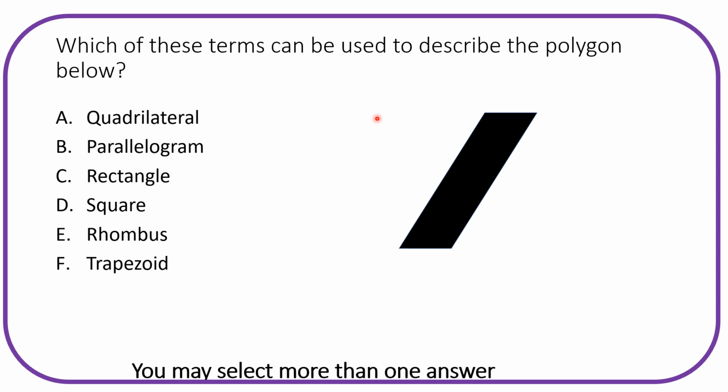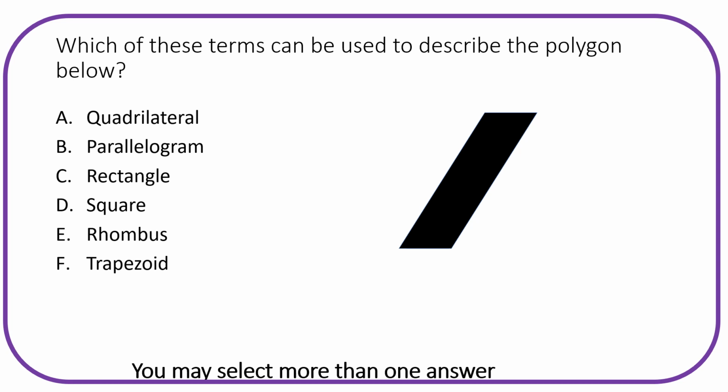Quadrilateral means 4-sided figure. This has 4 sides, checks out. Parallelogram means 2 sets of parallel lines. This line is parallel to this one. This line is parallel to this one. Checks out. I can use parallelogram to describe it too. Rectangle means that it should have 90-degree angles. I don't see any 90-degree angles here. So we can't use a rectangle to describe it.